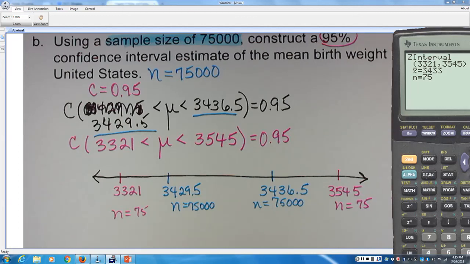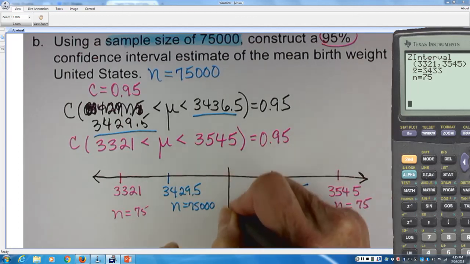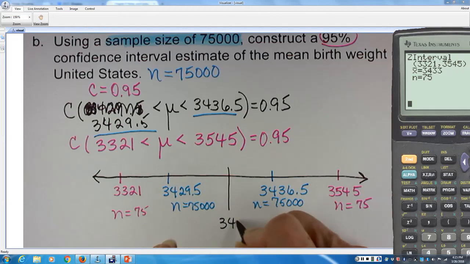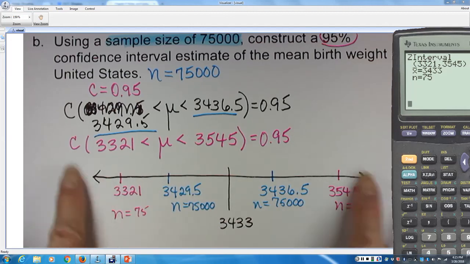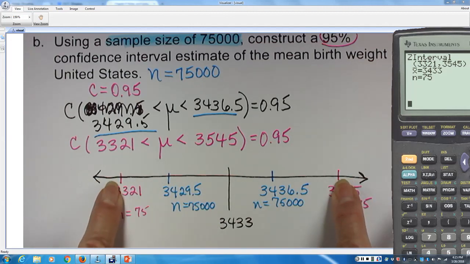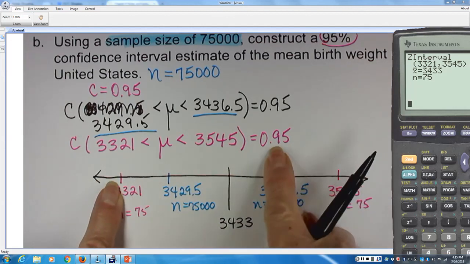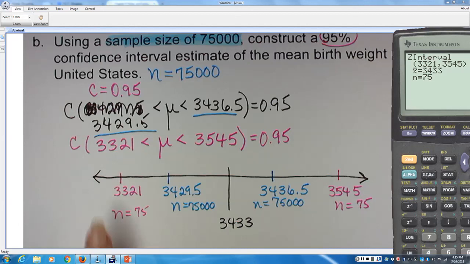Okay? Remember, both of these are centered over X bar, which is 3433. That's centered over 95% in both cases. 95% has the same z-score regardless of what you put it on. It's still going to have the same number of standard deviations. So what changed was this.